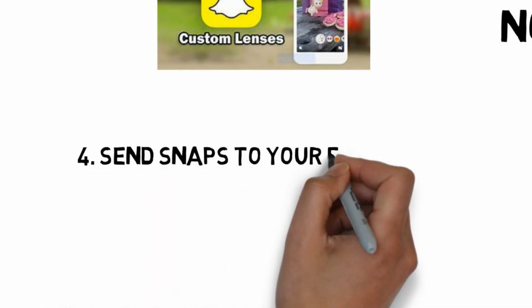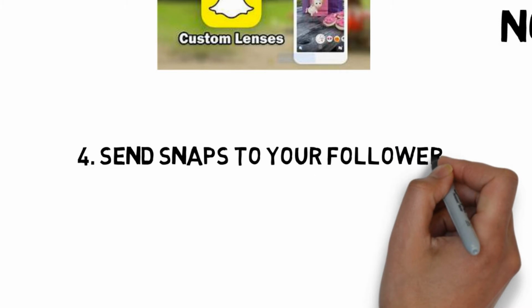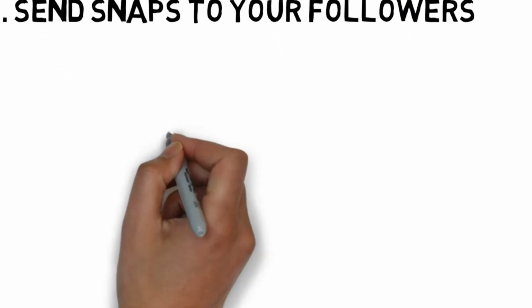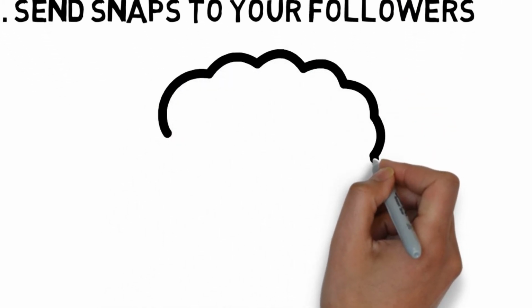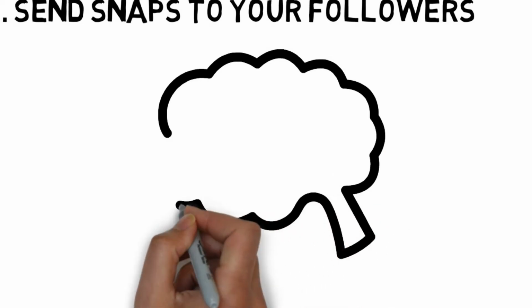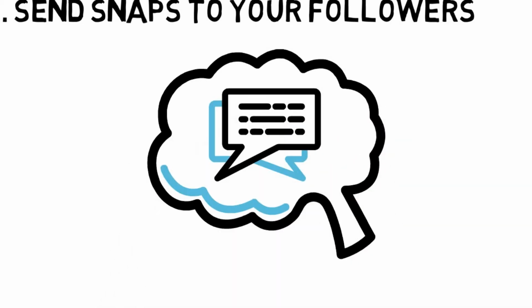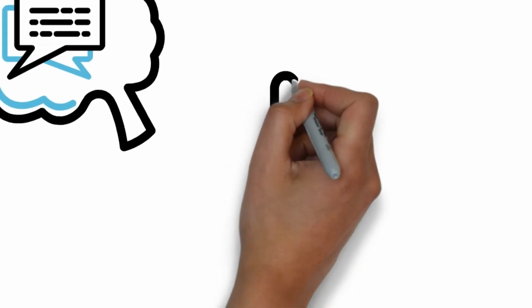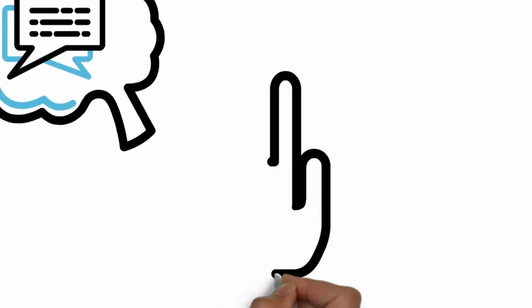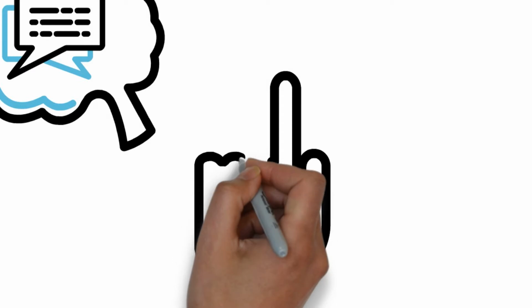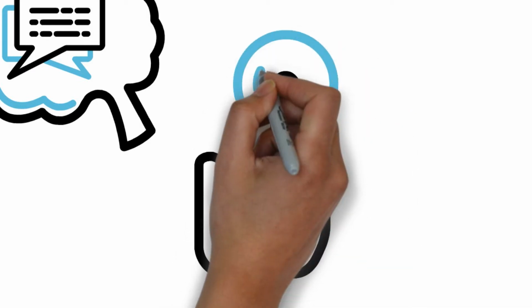4. Send snaps to your followers. The only way to get free traffic from Snapchat is to engage your followers and create conversations. You can send images and videos that present your product, text messages or your links. The goal is to make them click your affiliate link or the link to your website. You can also add it to an image or video instead of posting it directly.